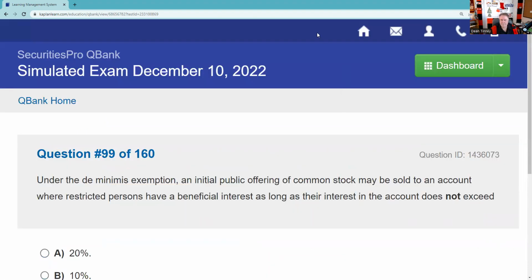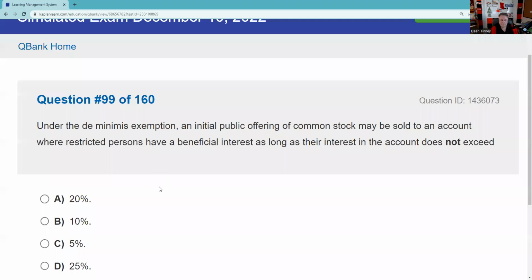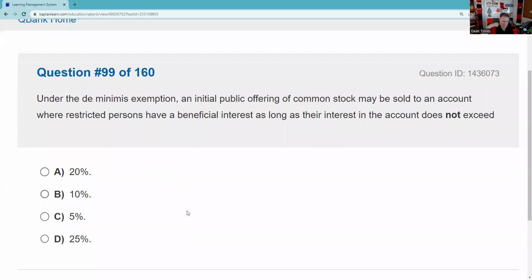Question 99. Under the de minimis exemption, an initial public offering may be sold to an account where restricted persons have a beneficial interest as long as their interest in the account does not exceed. De minimis is Latin for so small, who cares? It's 10%. I would know that. And remember, if it's not an undisclosed investment entity, we have to get them to sign it. If we give it to them, there's carve-out procedures in place. I would expect a question or two about IPO allocation practices, maybe 3 or 4.